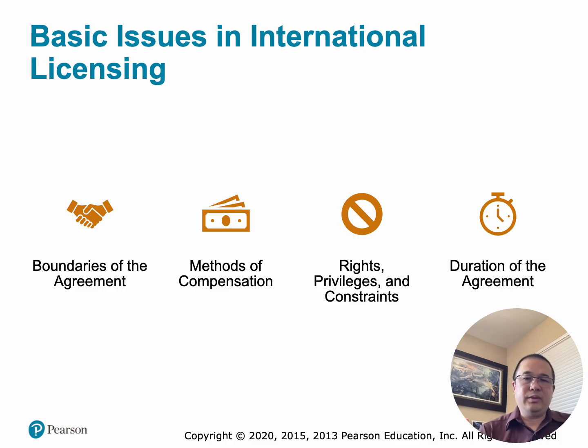And then number 4, the duration of the agreement. This specifies how long the license remains in effect. The questions to answer would be, when does the agreement begin and when does it expire? Can it be renewed? Under what conditions can it be terminated?